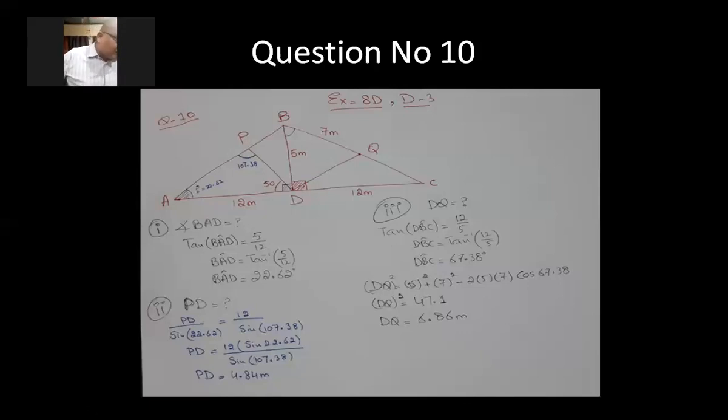The next question is the length of the support PD. He wants you to find out this PD. So if I know this angle, I can find this third angle, 180 minus 50 minus 22.62.